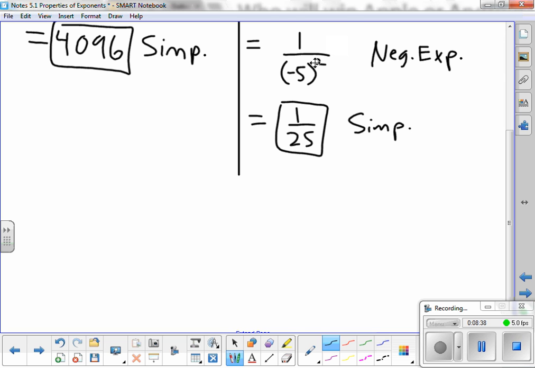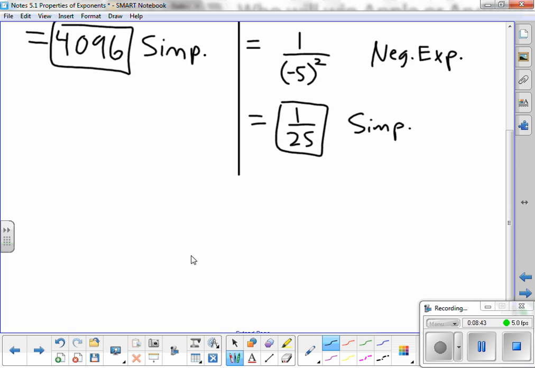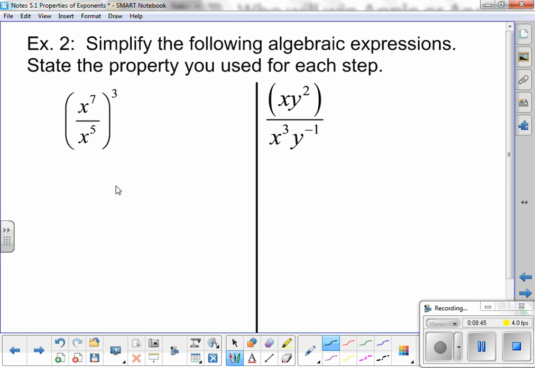All right. These should be somewhat familiar to you. You've done these in Algebra 1, that's why I'm kind of going through them without much explanation, but they should be kind of familiar. So we're going to get more in depth here. So, simplifying an algebraic expression, state the property used for each step.